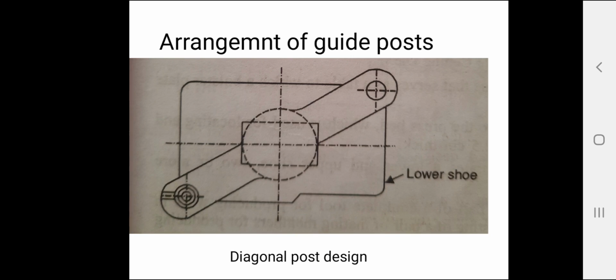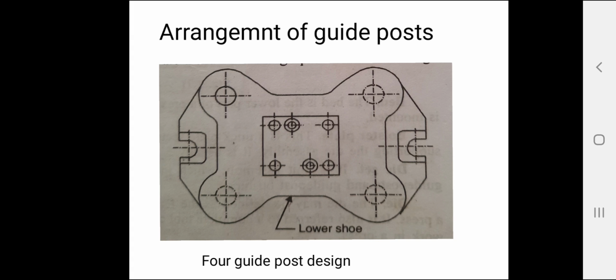So the next type of arrangement of guide posts is the diagonal post design. You can see it in the diagram. This design is used when the load is very heavy and end feeding is required. The guide posts are along a diagonal line. Generally the left guide post is in front, but if the feed is to be from left to right, the right guide post is in front. So this is about diagonal posting. If the load is very heavy, then diagonal posting is used.